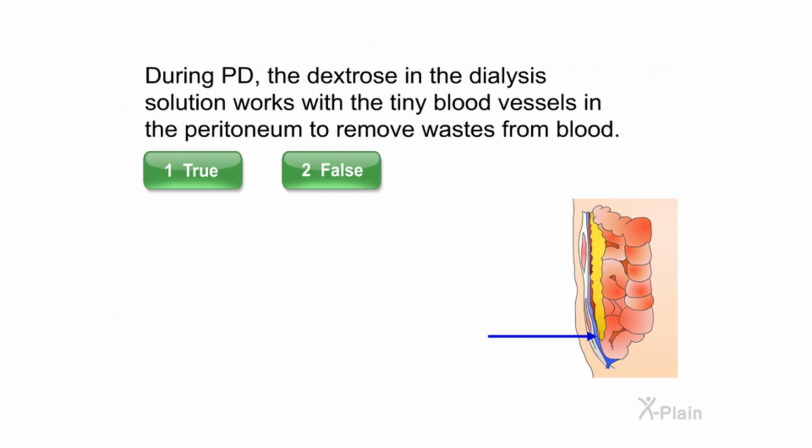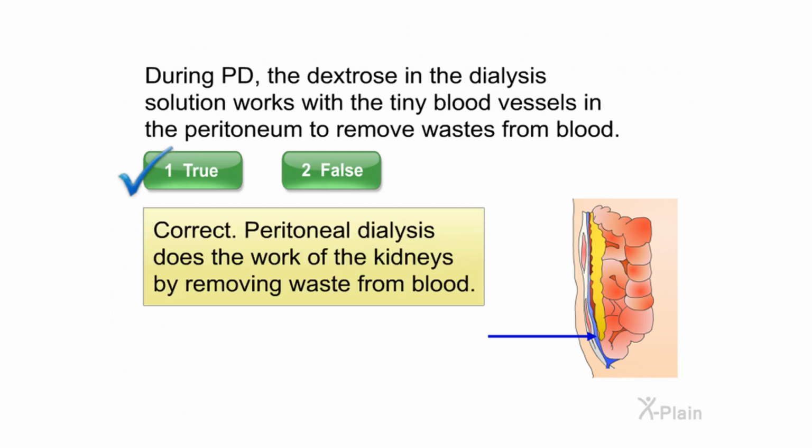During PD, the dextrose in the dialysis solution works with the tiny blood vessels in the peritoneum to remove wastes from blood. Select true or false. Correct. Peritoneal dialysis does the work of the kidneys by removing waste from blood.